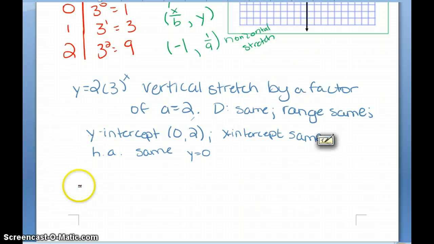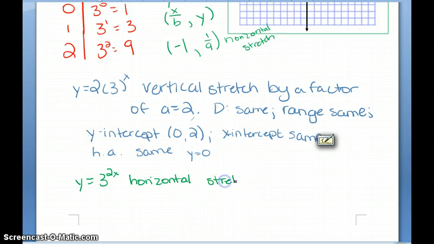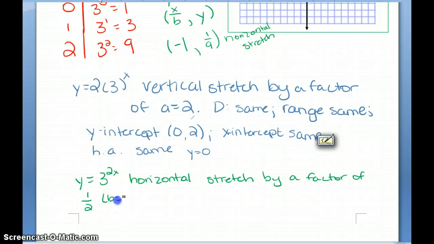So this one here we had y is equal to 3 to the power of 2x. And this one here was a horizontal stretch, and I kind of already talked about that a little bit. So we had a horizontal stretch by a factor of 1/2, or where b was equal to 2. Okay.